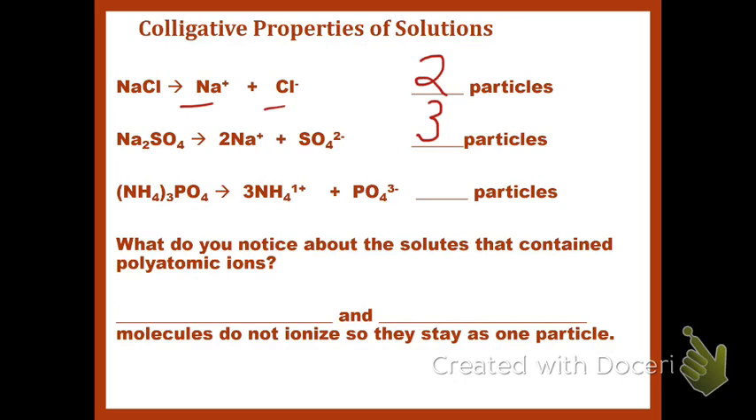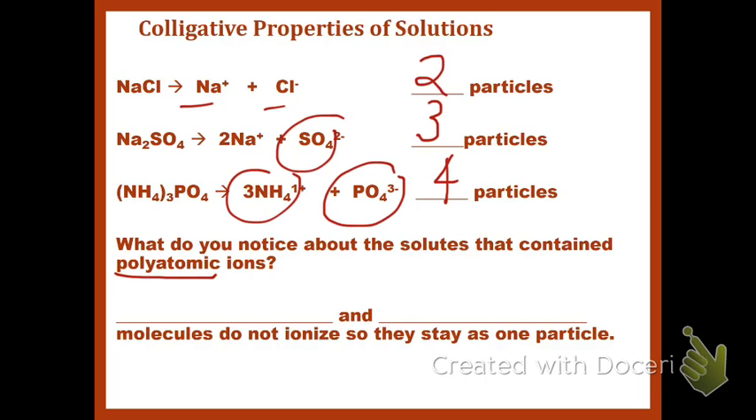And then how many would the next one have? 4. Okay? So when you have polyatomic ions, like this, and this, and this, they stay together. When they split up, they stay together as an ion. So I want to make sure you don't accidentally break it into sulfur and oxygen, because they stay stuck together as one particle.